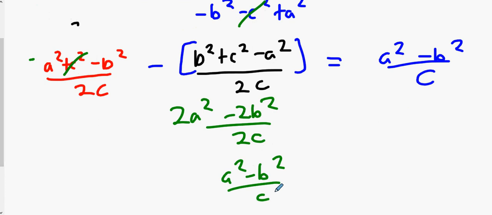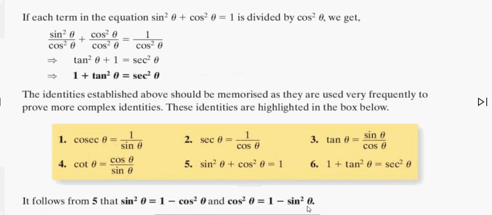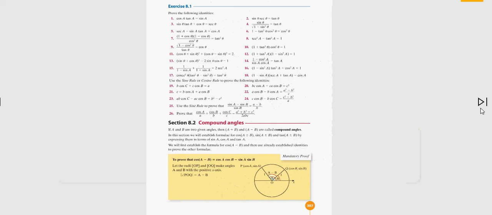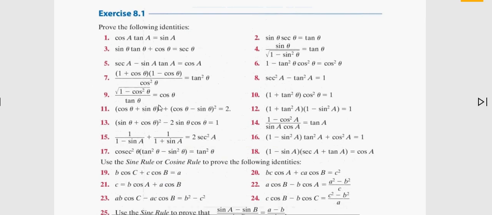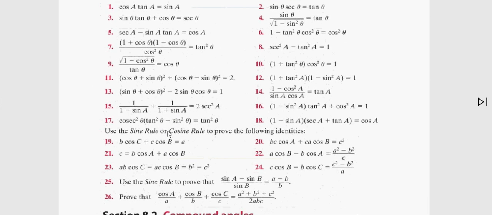Alright guys, what's on the next one? Alright lads, you're going to try one or two of these now and I'm going to take a break.